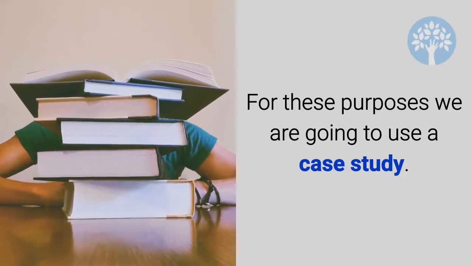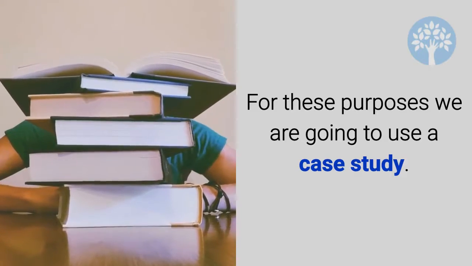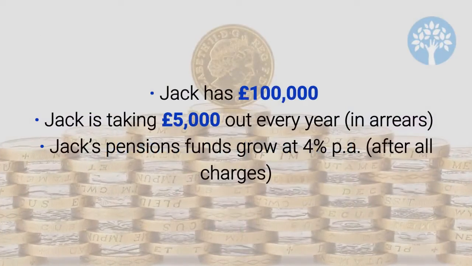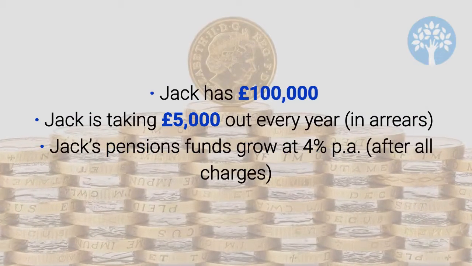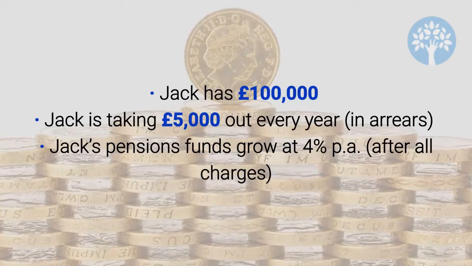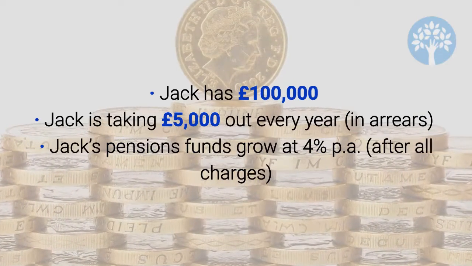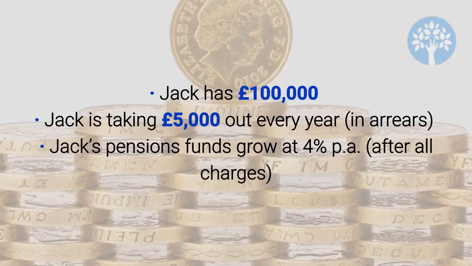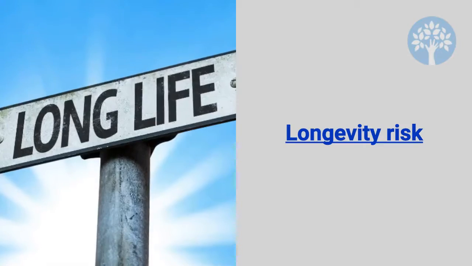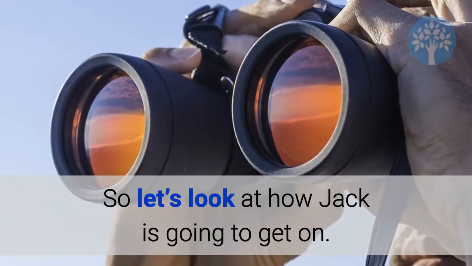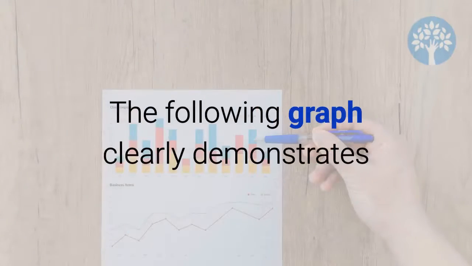So for these purposes, we're just going to take a little case study, and we've got a fictional client, let's call him Jack. So Jack has £100,000, and Jack is going to be taking £5,000 out every year, and we're going to assume that Jack's investment grows at 4% per annum after charges. So first thing we're going to look at is longevity risk.